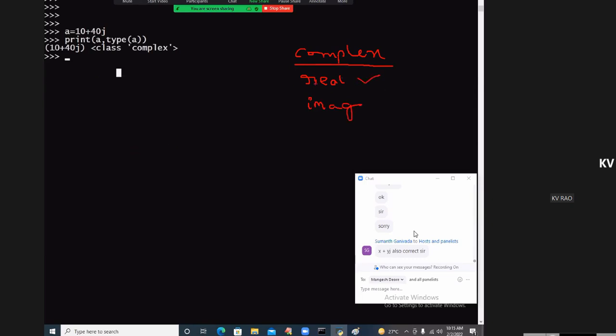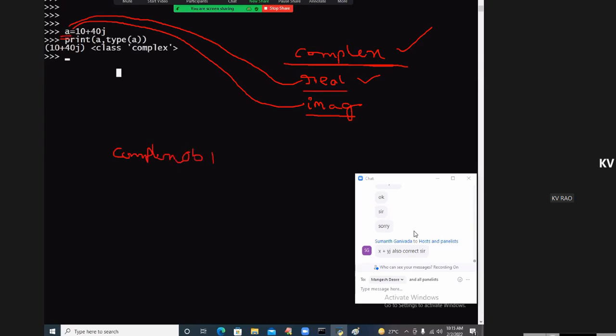Real is an attribute in the complex class. Since it is available in complex, you can call it with respect to the object name, with a dot. Real and imag are called attributes in the complex class. How can I call it with respect to its object? Complex object dot real. That means a dot real. What is going to print here? It is going to print 10.0, because complex numbers store the data internally in the form of floating point values. Even though 10 is an integer, when it is printed on the console, it will print 10.0.